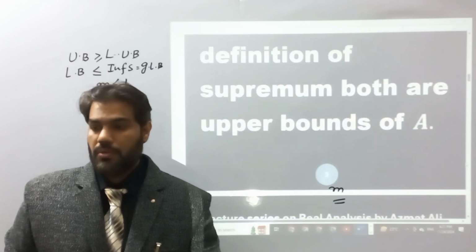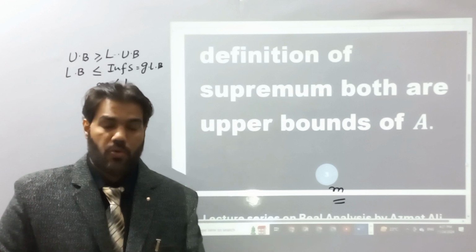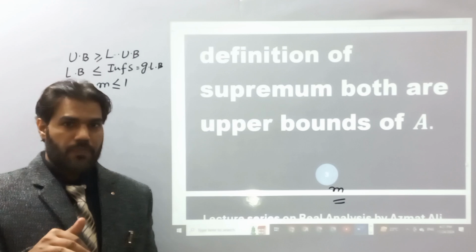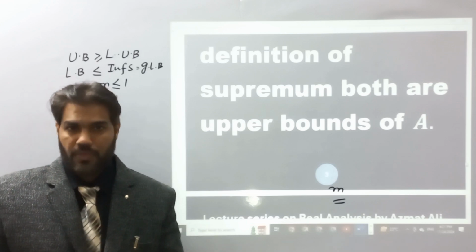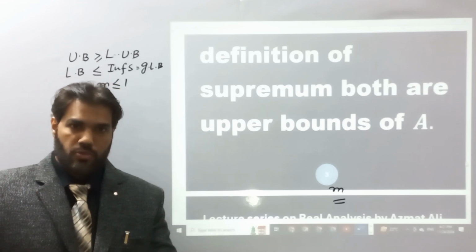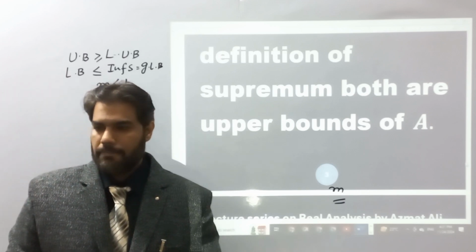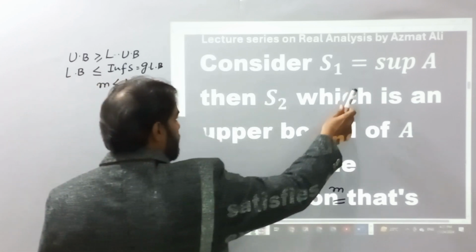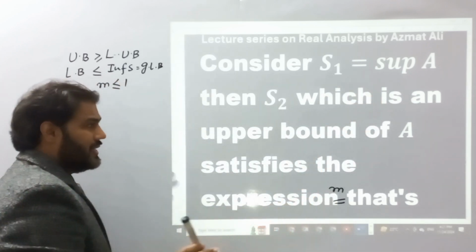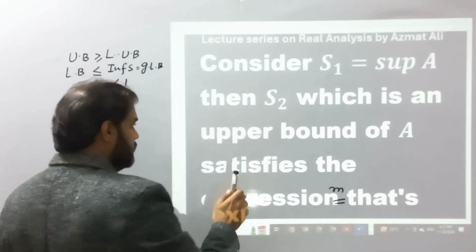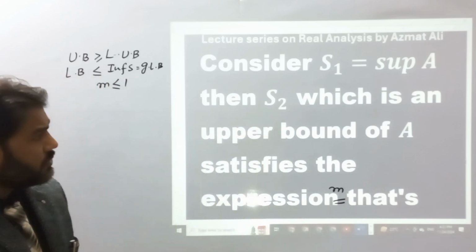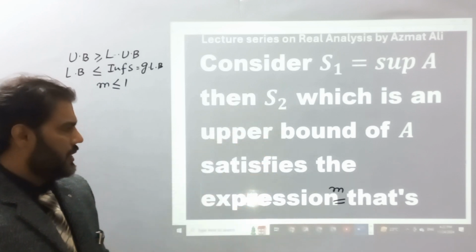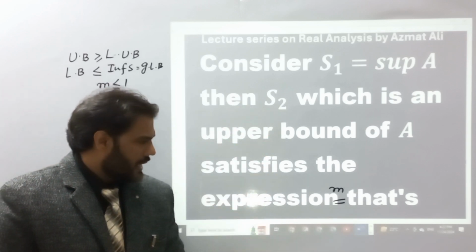Then by the definition of supremum, both are upper bounds of A, because supremum is the least upper bound. So the supremum is one of the upper bounds. Consider case number 1: suppose S1 is the supremum of A, then S2 will be an upper bound of A.